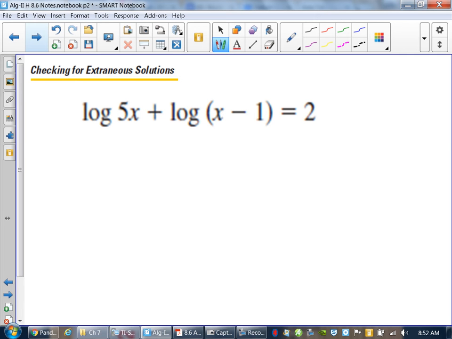So now you have log of 5x plus log of x minus 1 equals 2. In scenarios like this, and this is where you're going to start seeing the more complex problems, you cannot exponentiate, you can't log, you can't do anything until you have it written as a singular log or a natural log or an e or anything like that. So what was the property that dealt with addition of logs? Multiply. So what you have to do here is rewrite the problem as a singular log. Log of 5x times x minus 1.